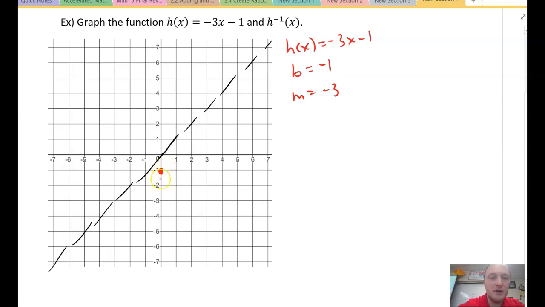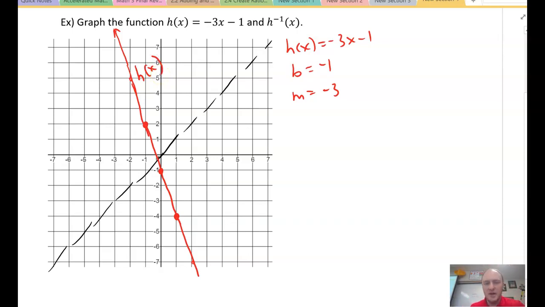So I'm going to go down 1, 2, 3, and to the right 1. And I'm also going to go up 1, 2, 3, and then to the left 1. I'm going to do one more point just to help line me out so I can see my line, 2, 3. So it looks something like this. And this is h of x.